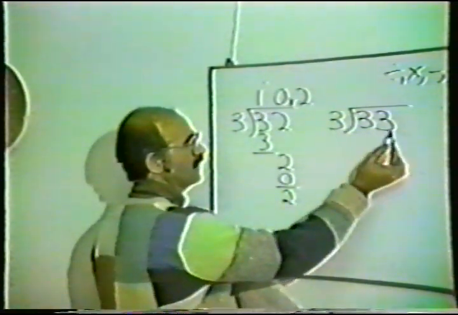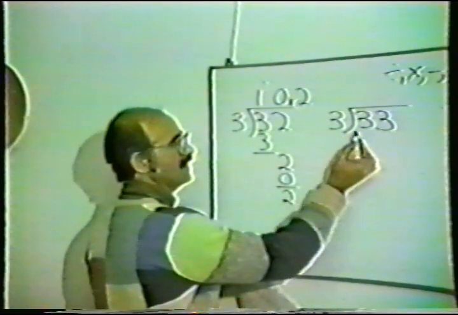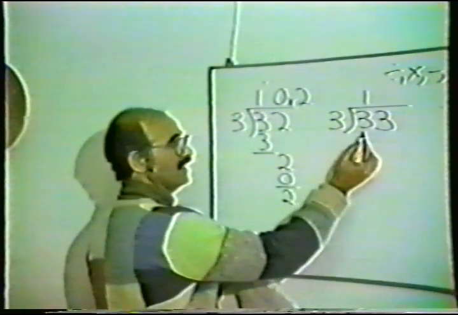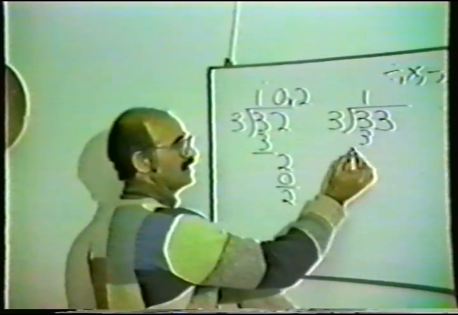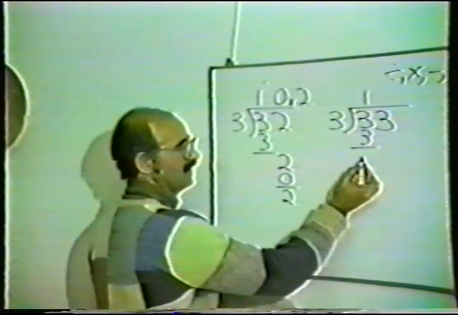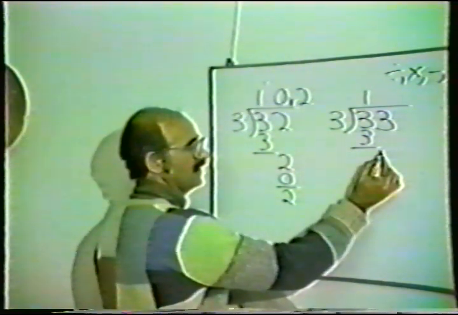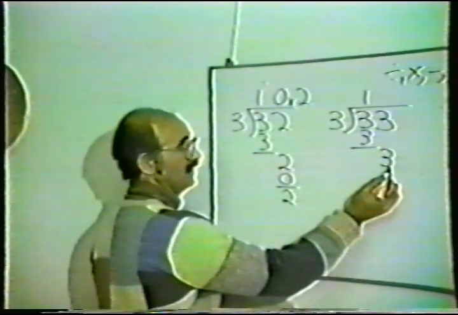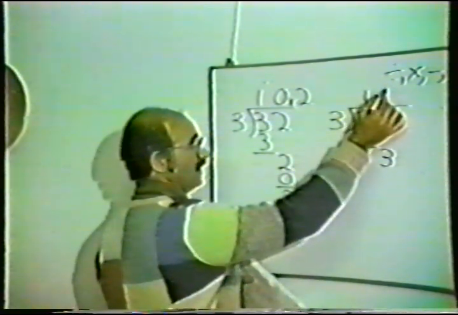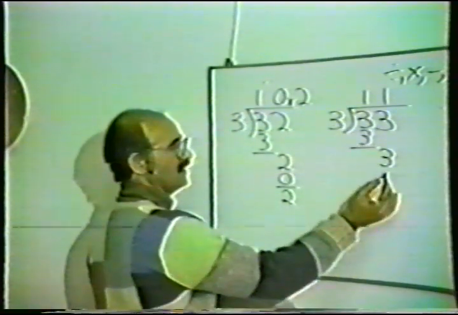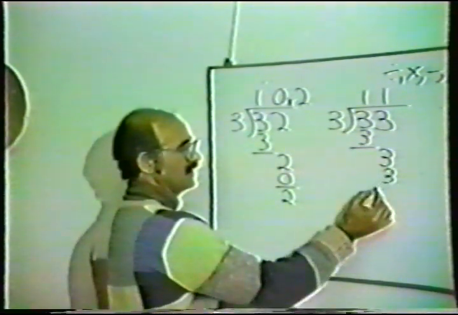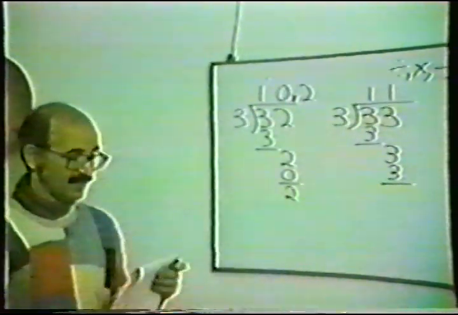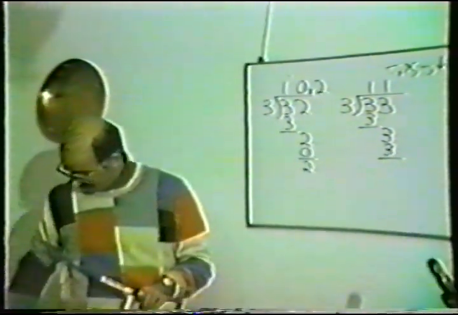3 into 33. 3 into 3 goes? 1. 1 times 3 is? 3. Subtract, get? 0. Bring down the? 3. 3 into 3 goes? 1. This time we can fit something in there. 1 times 3 is? 3. Subtract, get? 0. The answer is just plain 11.